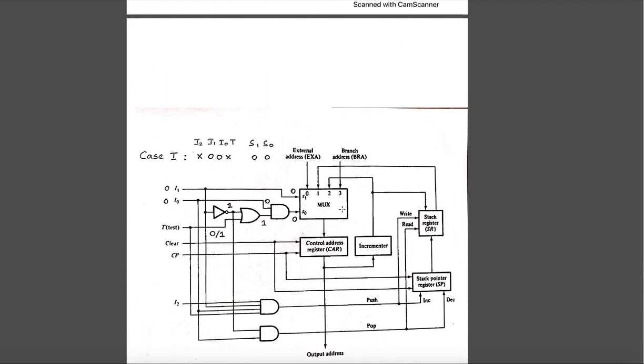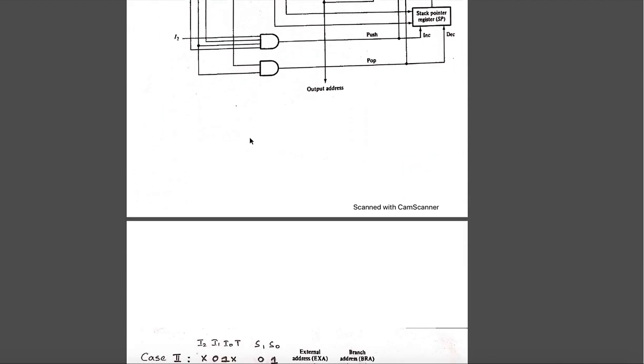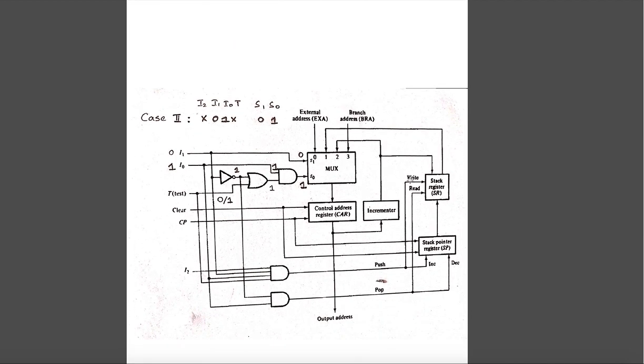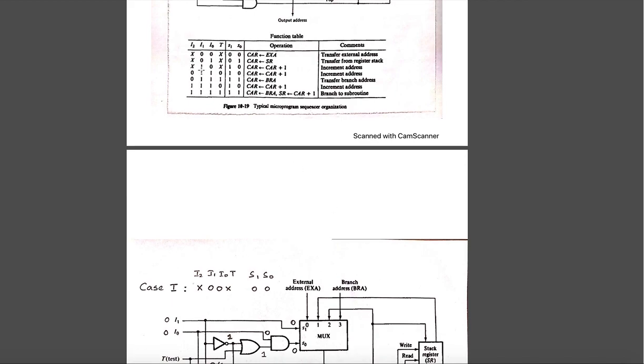So that is the reason why it is given as a transfer from the register stack. Whatever is the content of the stack register is being transferred into the control address register. Okay, so that is being read and then loaded into the control address register. Clear? Now next case is the third case, when you have 1 0 in I1 and I0.